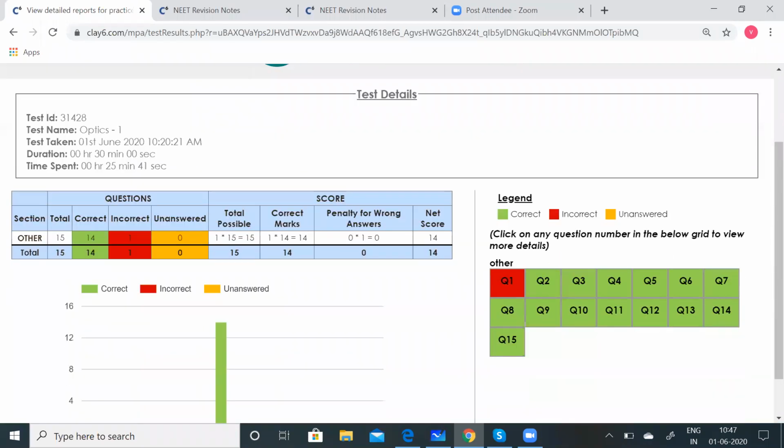The other answers, everything was correct. If all your answers were correct, it will be denoted by the green color. If your answer is wrong, it is going to be a red color. Unanswered, if you forgot to save the options, would show as a yellow color. You can check your wrong answers by clicking on them, and you can also know the explanation part.